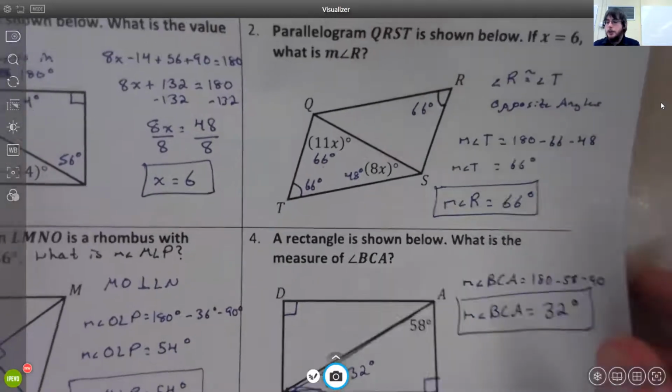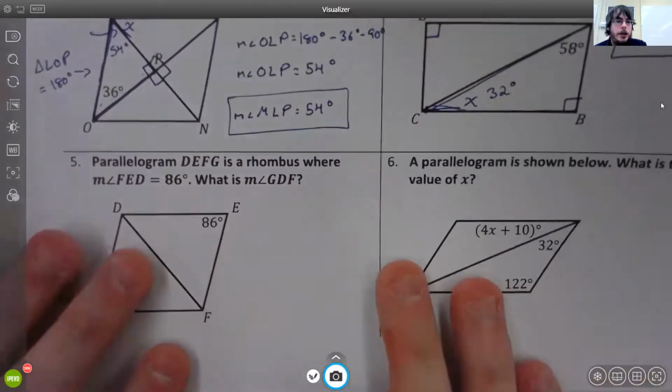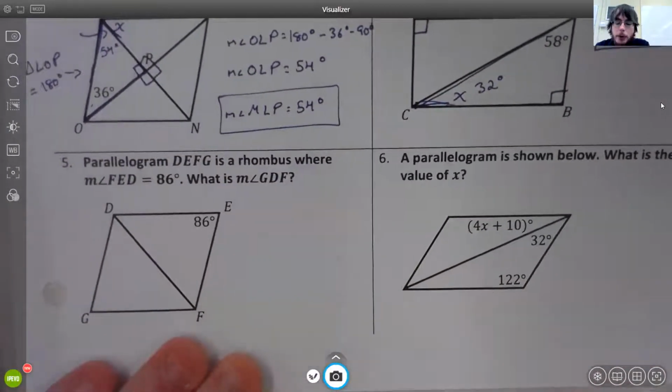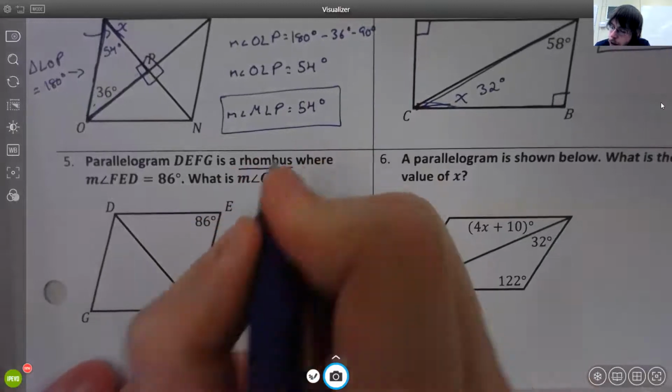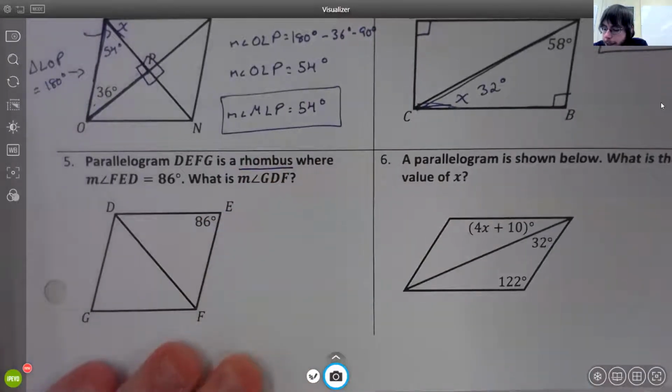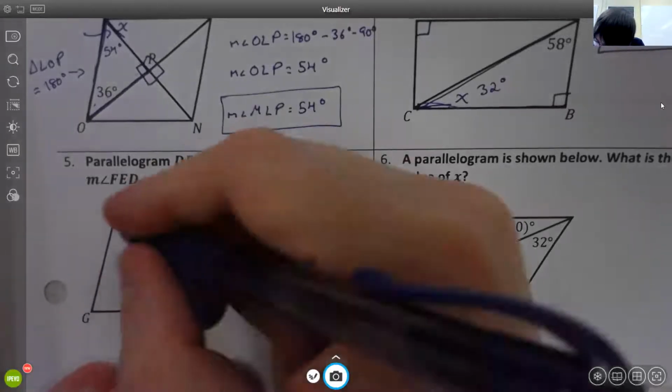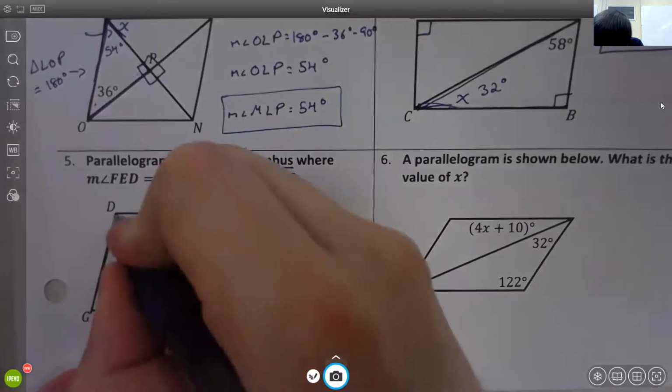All right, next up, number 5. Parallelogram DEFG is a rhombus where the measure of angle FED is equal to 86 degrees. What is the measure of angle GDF? So if we look here, we want to find GDF.